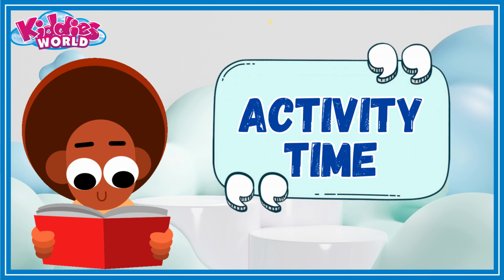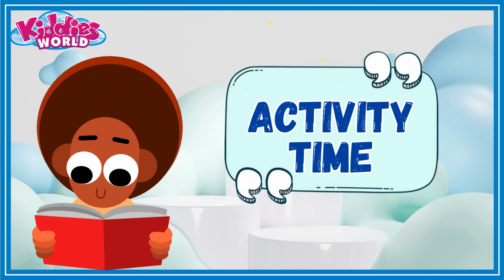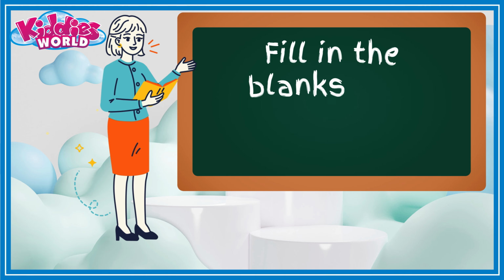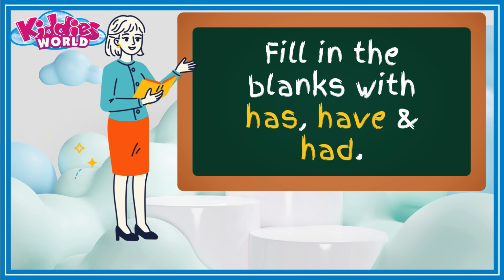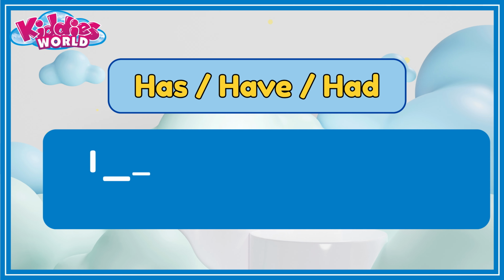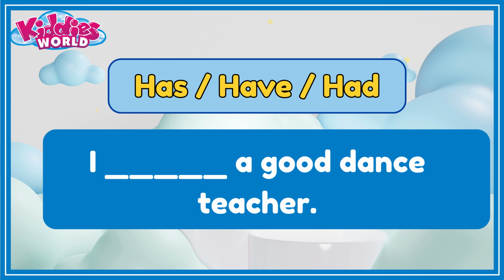Activity time. Let's do this activity together. We will now fill in the blanks with has, have, and had. I dash a good dance teacher. Yes, the answer is have. I have a good dance teacher.